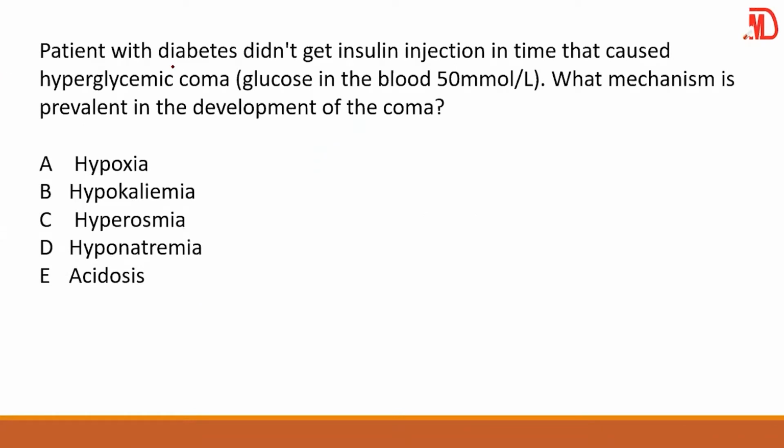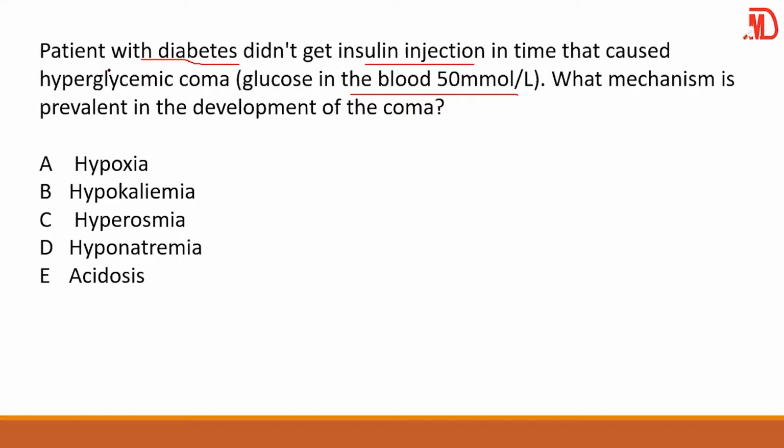We have a patient with diabetes, and didn't get insulin injection. Of course, we know diabetes is what? Increase in what? Glucose level. And over here, the person having glucose level of what? 50 millimole per liter. And you know it's supposed to be 3.5 to about 5.5 millimole per liter.